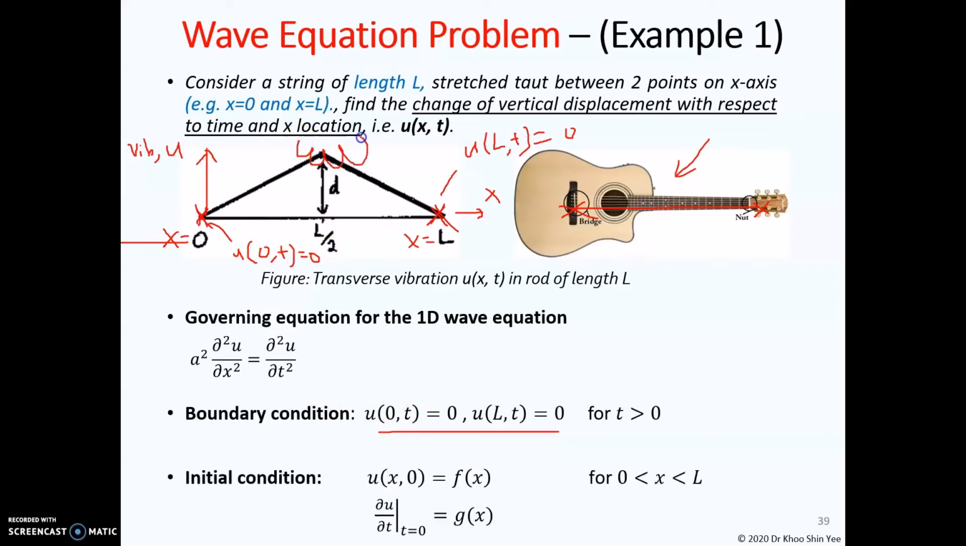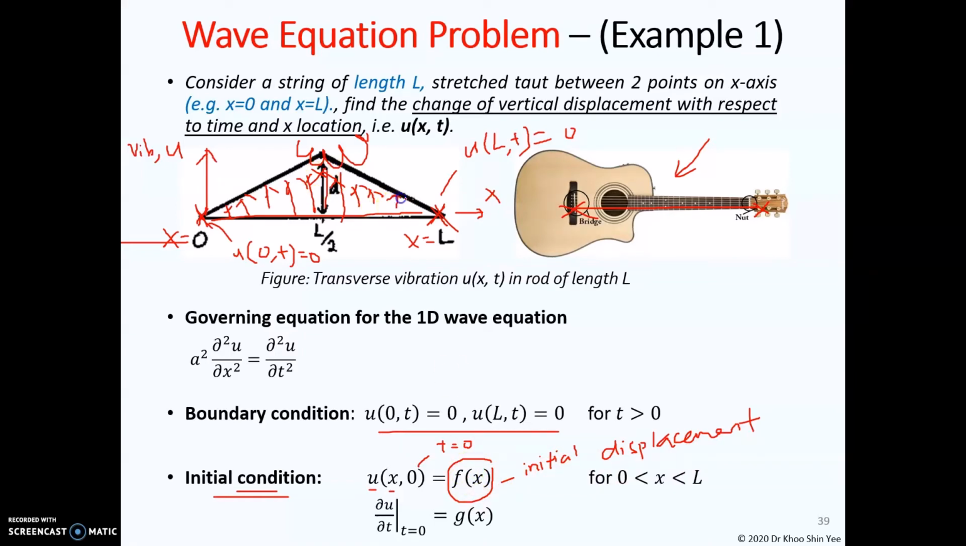Imagine that you pull the guitar string upward. So you are actually applying the initial displacement to the guitar string. Therefore, for the initial condition, at t equal to 0, the vibration at x location is a function f(x). So the f(x) function is actually the initial shape that you apply to this guitar string. This is the initial displacement that you apply to the guitar string before you release it.